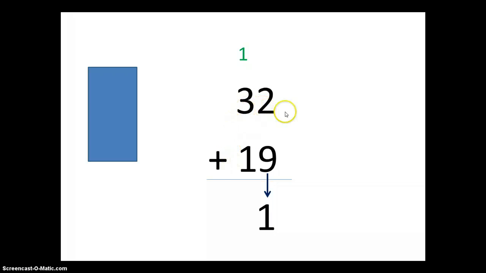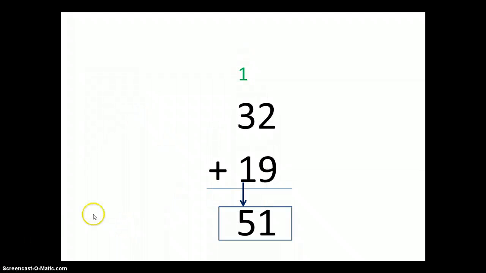So we start with writing them out, and it's always good to write them up and down, or vertically. So we have 32 plus 19 right here. So first, let me go back here.